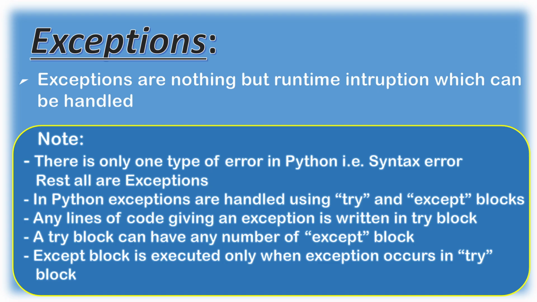In Python, exceptions are handled using two blocks. Those are try and except. Any lines of code giving an exception are written in the try block. A try block can have any number of except blocks. The except block is executed only when an exception occurs in the try block.